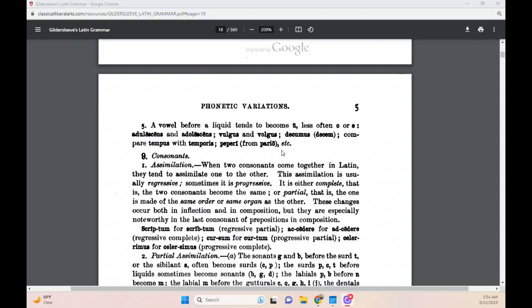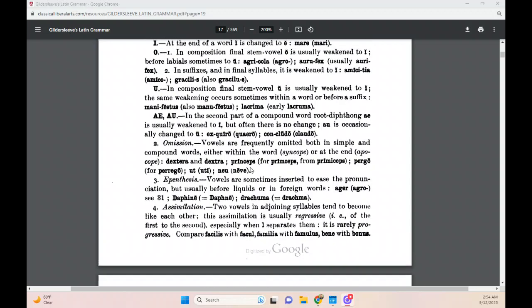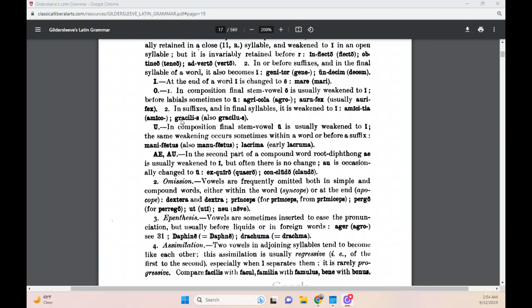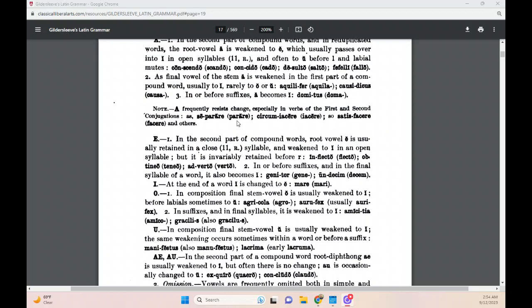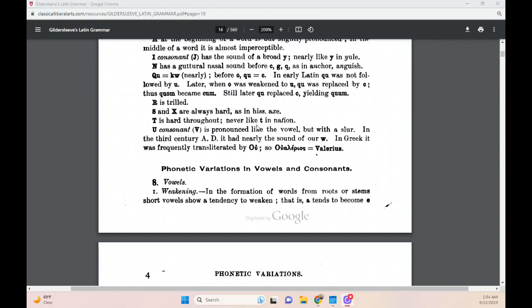Let's keep looking around for some examples. Here we see another example of princeps. We see those two consonants together at the beginning of a word. Here we see another. We see dracuma. We see the D and R at the beginning of the word together. So that's another example. Here we see G and R at the beginning of a word in gracilis. So that's another example for us.